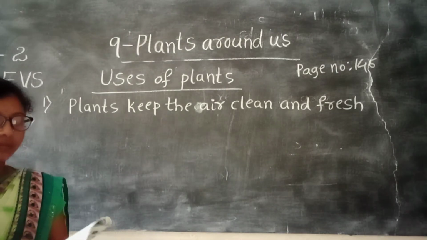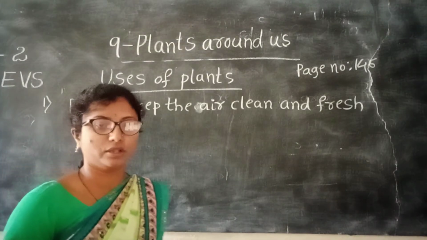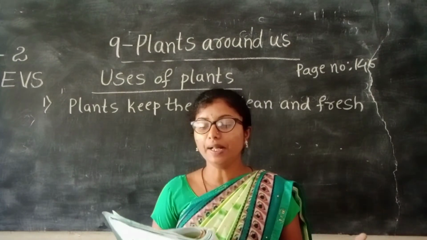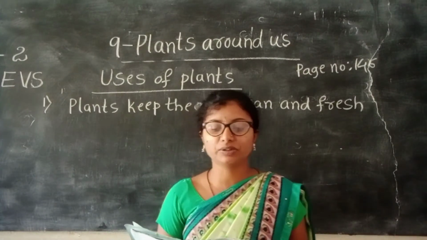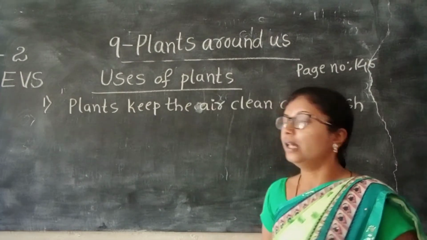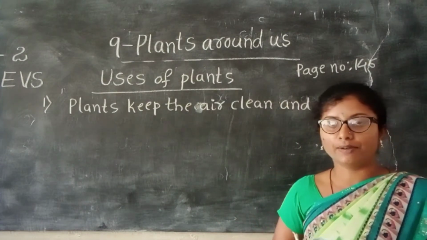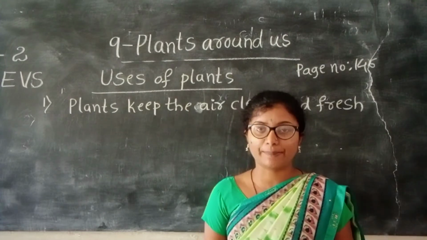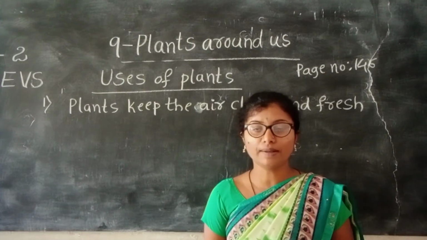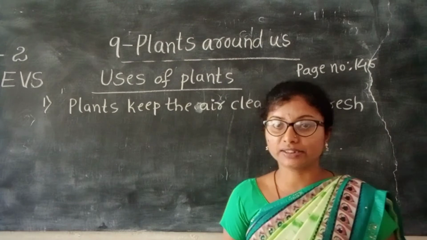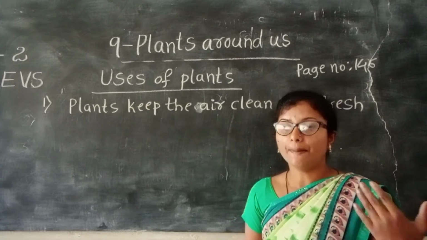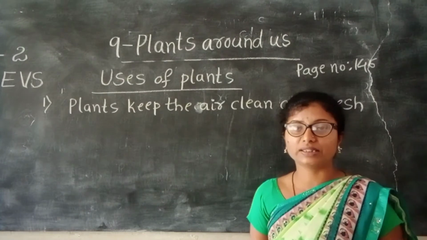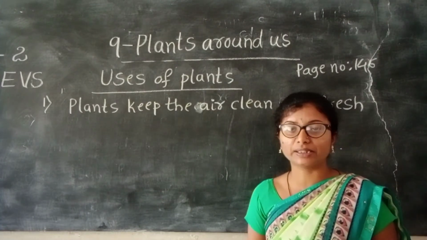Then plants give us food. We get fruits, vegetables and nuts from plants. Plants also give us some food grains. We all eat vegetables and fruits, like leafy vegetables. How do we get food? We get it from plants. Plants give us cereals, pulses, fruits and vegetables.